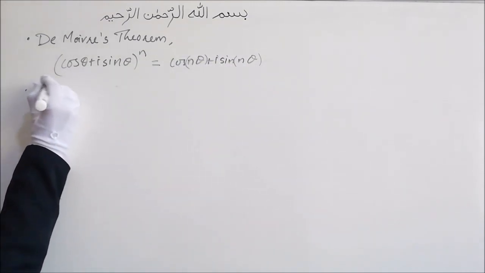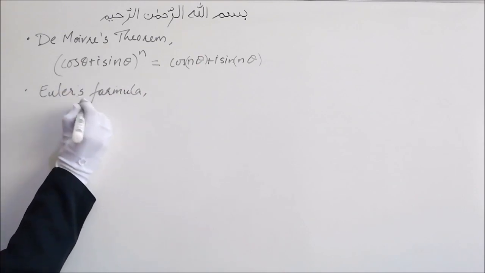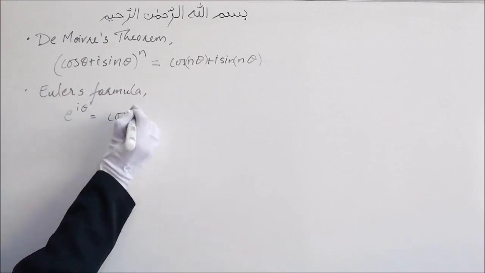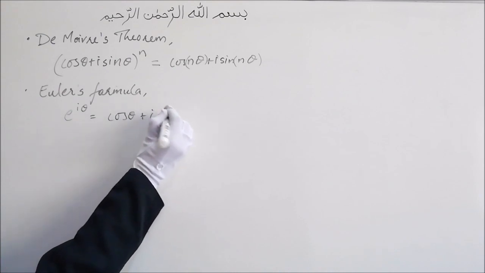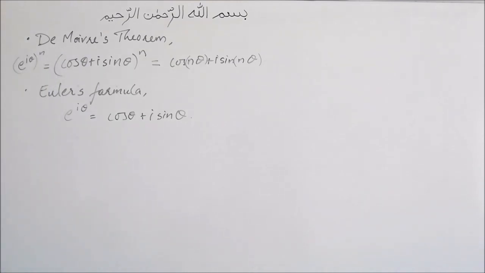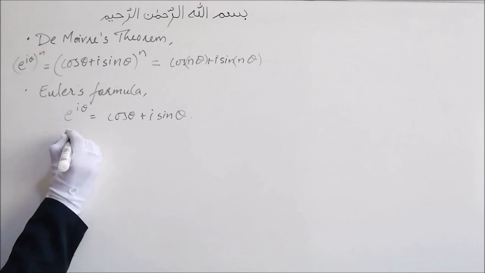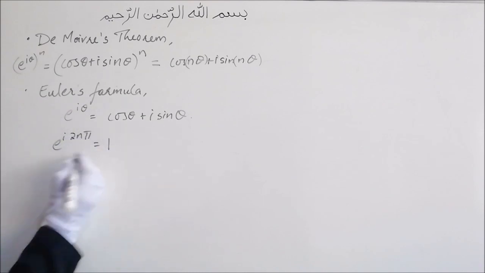Euler's formula is e raised to i theta is equal to cos theta plus i sin theta. So this can then be written as e raised to i theta the whole raised to n. Now, based on the values of theta, we have e raised to i 2n pi is always 1.